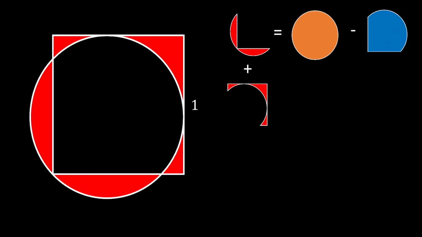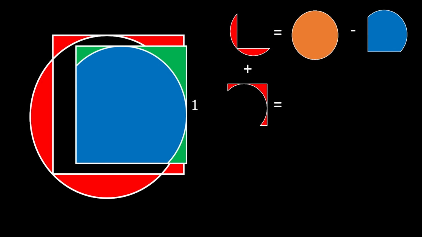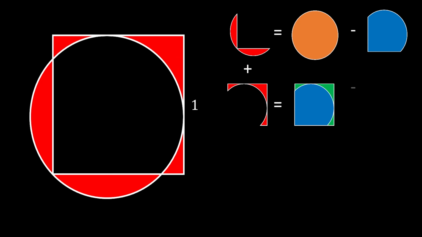Alright, now for the bottom part. We can get this bottom part by first finding the area of this green big square and then subtract the same blue segment from it. If we put this in our diagram, it will look something like this.